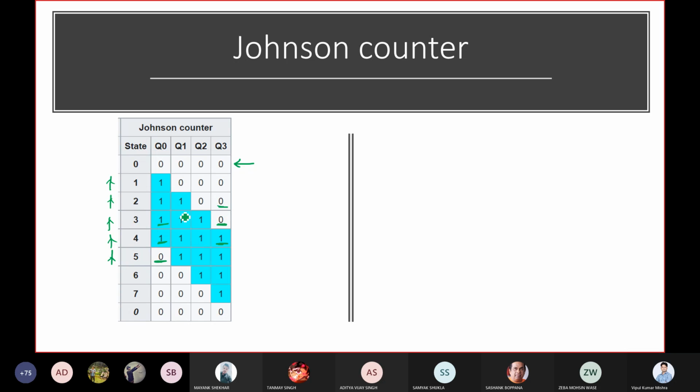Right? Any specific thing you figure out? Sorry, this one, this cross. Any specific thing you are able to figure out? What is the relation between the last flip-flop output and the first flip-flop input? Can you figure out some relation here?